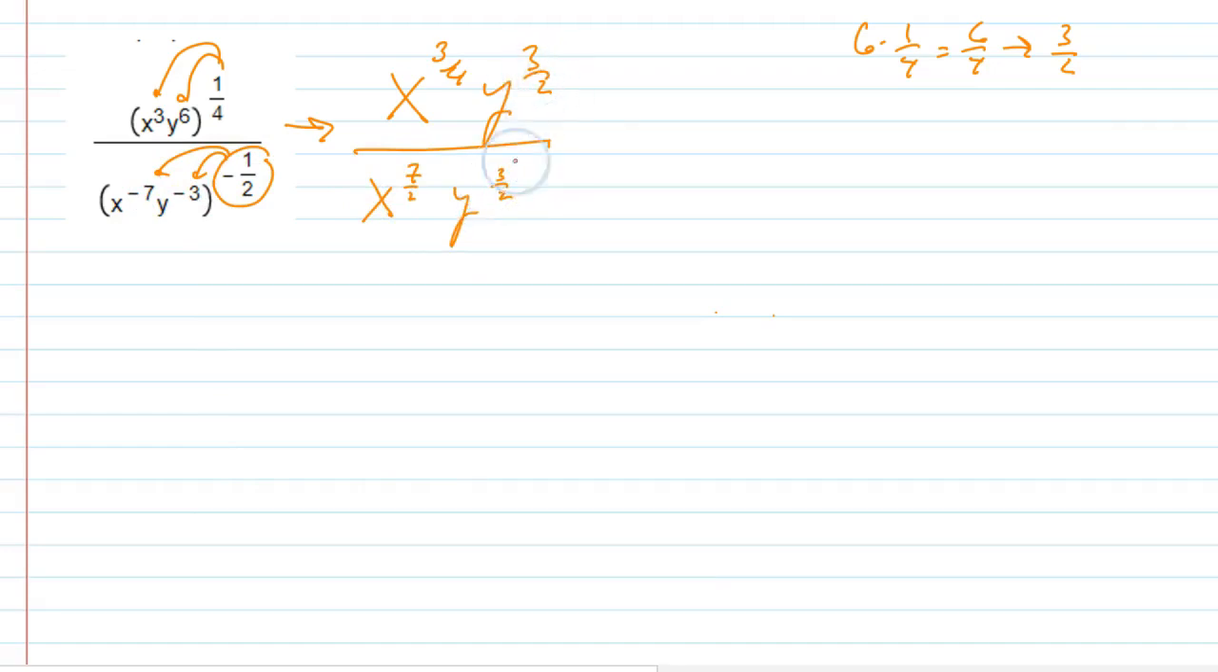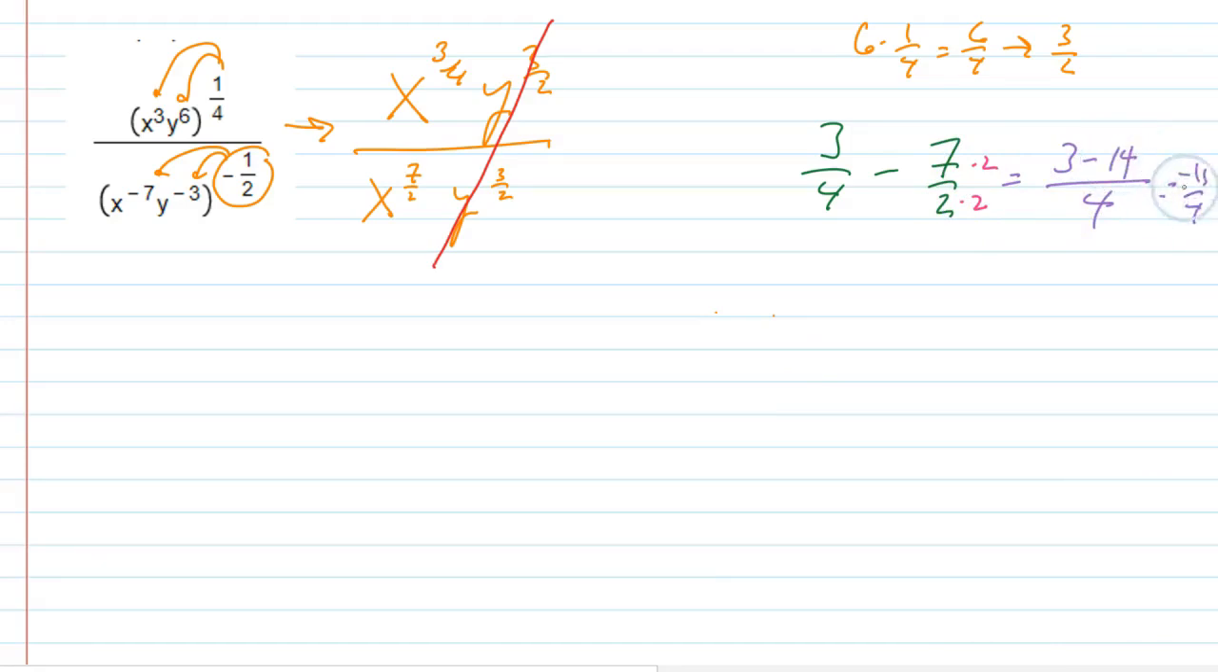Take a look at the y's, 3 halves and 3 halves. I have the same y on top and bottom. I can simply cancel that. The x's aren't as easy. If I'm dividing like bases, then I'm subtracting the exponents. So that's going to give me 3/4 take away the 7 halves. Unfortunately, they're not like terms, so I need to multiply the bottom times 2 times 2. Now I have my common denominator of 4 on the bottom. Gives me 3 take away 14, which is going to equal negative 11/4.